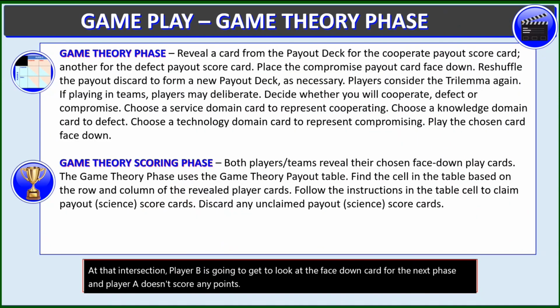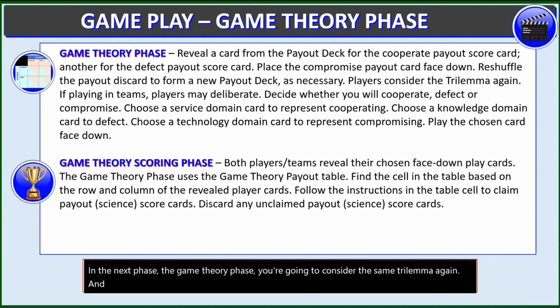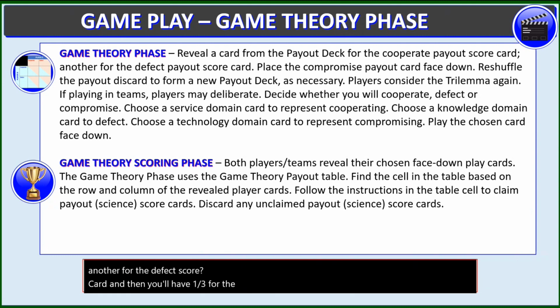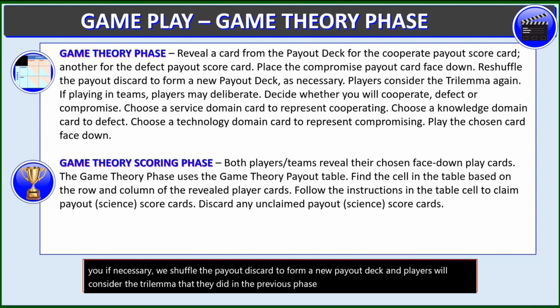In the next phase, the game theory phase, you're going to consider the same trilemma again. You're going to reveal a card from the payout deck for the cooperate payout scorecard, another for the defect scorecard, and then you'll have a third for the compromise payout card, and that will be face down. If necessary, reshuffle the payout discard to form a new payout deck, and players will consider the trilemma that they did in the previous phase, and if playing in teams, players can choose to deliberate.